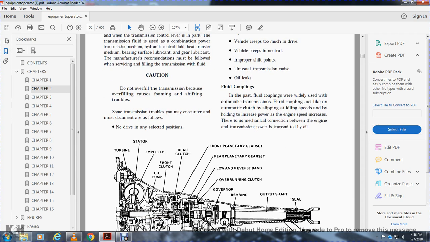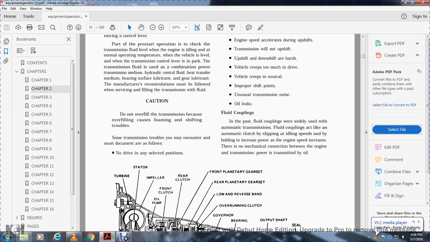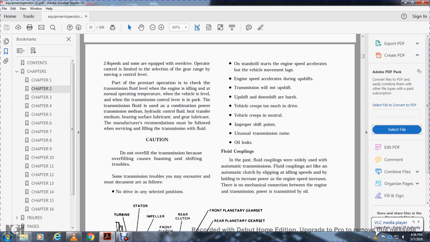Some of the common transmission troubles include: no drive in the selected position; on standstill start of the engine, the engine accelerates but vehicle movement lags; engine speed accelerates during upshift; the transmission will not upshift; downshift is harsh; the vehicle creeps too much in drive; the vehicle creeps in neutral position; improper shift, noise, and oil leaks.